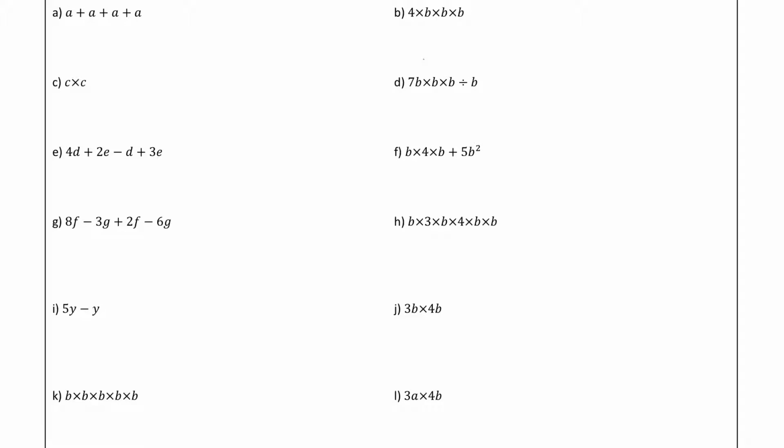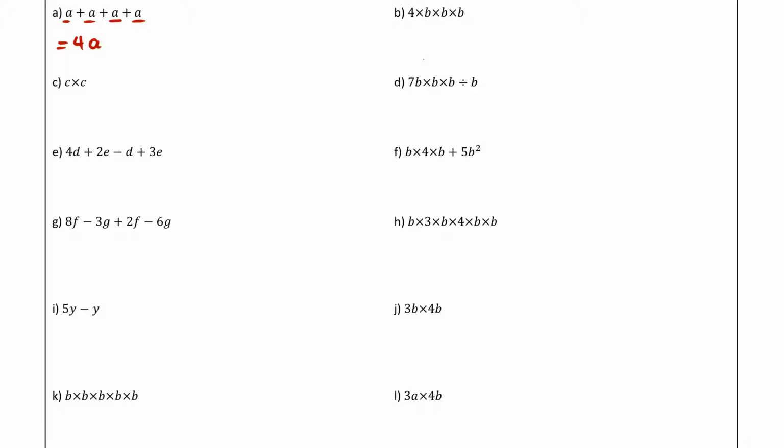Alright, for the first question over here, I have a plus a plus a plus a, and that is saying I'm adding an apple plus an apple plus an apple and plus an apple. So in total, I will have 4 apples, and that's how I would write the final answer.